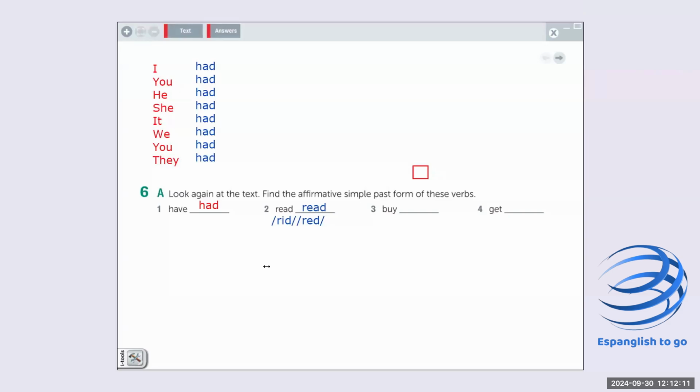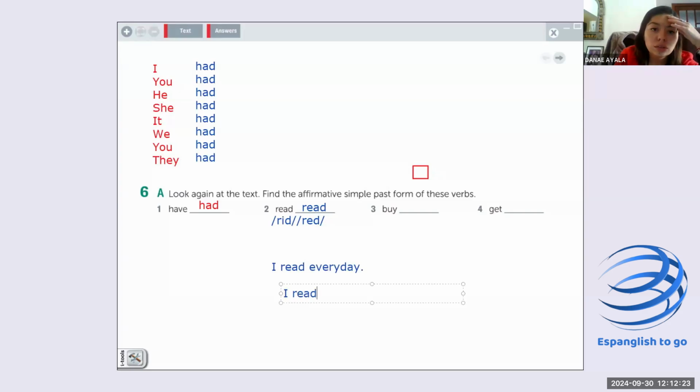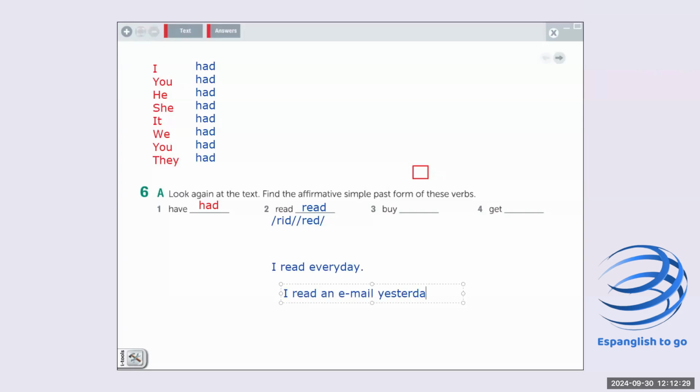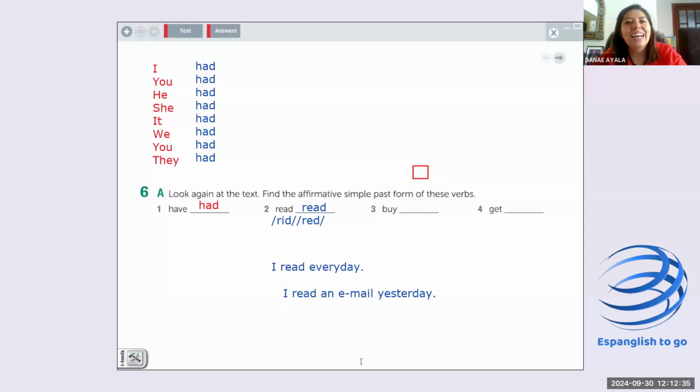So the sentence is, for example, I read every day. It's in present. I read every day. I read an email yesterday. I read an email yesterday.